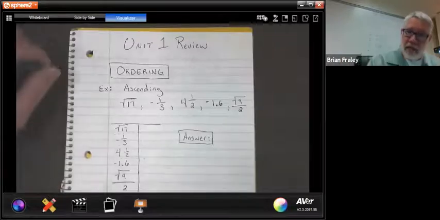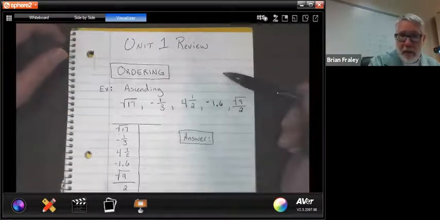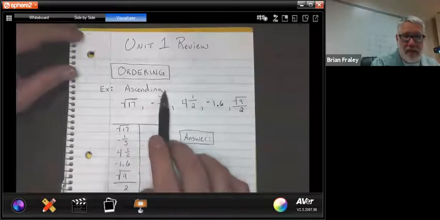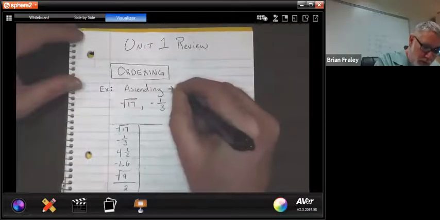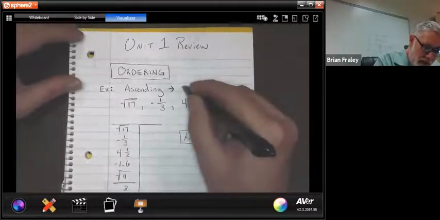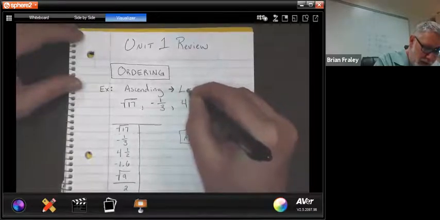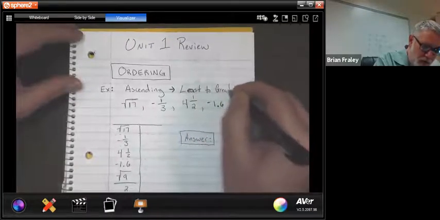Please pay attention. First type of problem we're talking about is ordering real numbers. In this example, we're going to order them in ascending order. Well, we need to mark on our paper that ascending order means least to greatest. So least to greatest. And make sure you're copying this down with me.